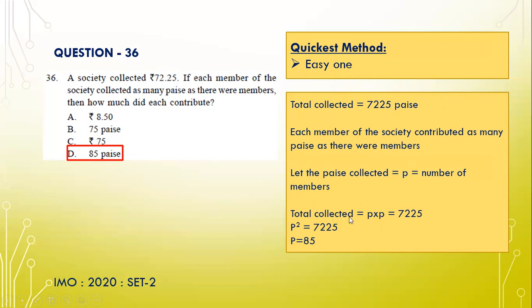So total paise will be P into P because each member contributed P. So P into P is 7225. So P square is 7225. So P will be square root of 7225, which is 85, isn't it? So P will be 85. So 85 paise, and number of members also will be 85. So if each member gives 85 paise, you will collect 72.25 rupees.